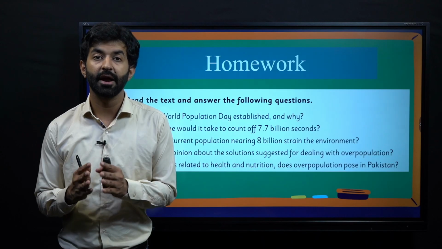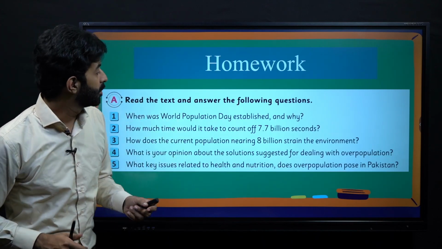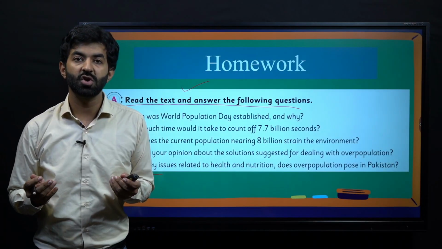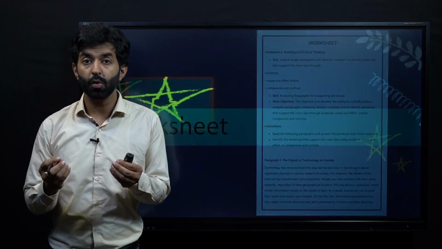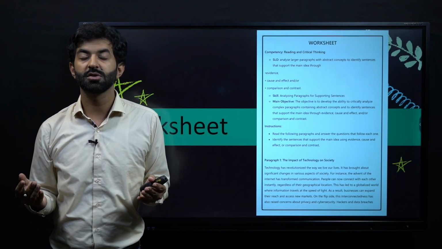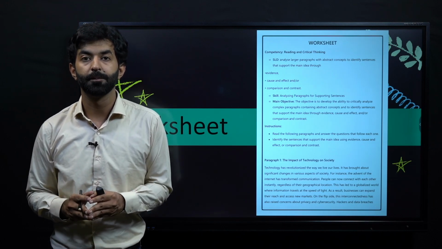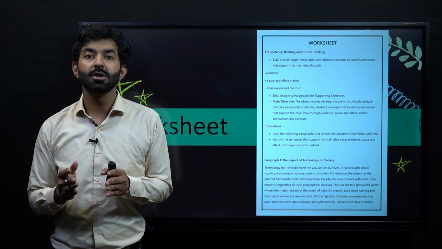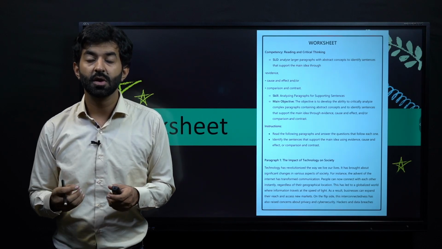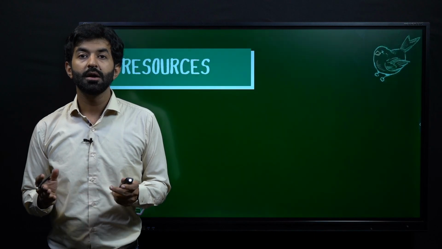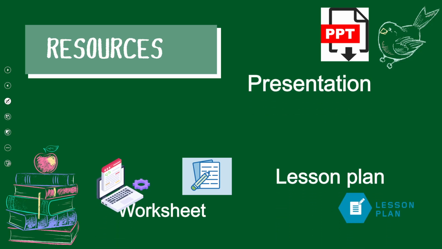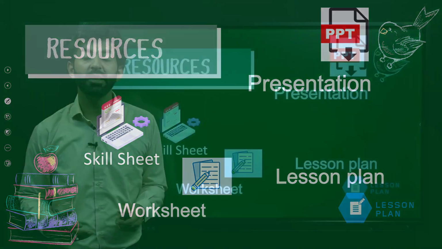You can watch that, and after this, for your homework, you are supposed to solve the remaining reading comprehension questions that are given over here. Follow the strategies, identify the simple questions and the higher order thinking questions so you can answer them accordingly. Your worksheet is attached where you have to read some passages and answer some analytical questions with evidence. Here are the resources provided for your help. You have your worksheet, presentation, a lesson plan, and last but not the least, a skill sheet.